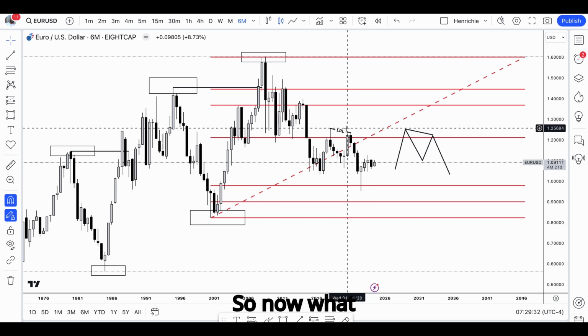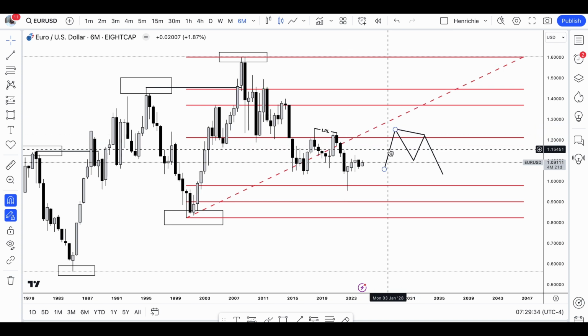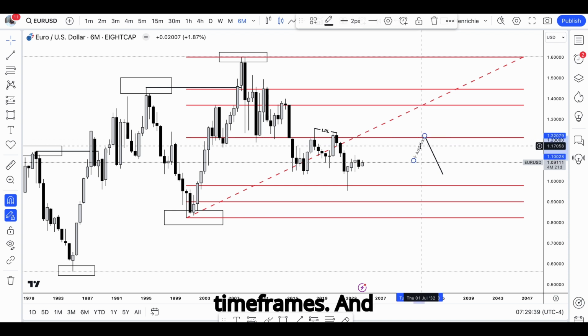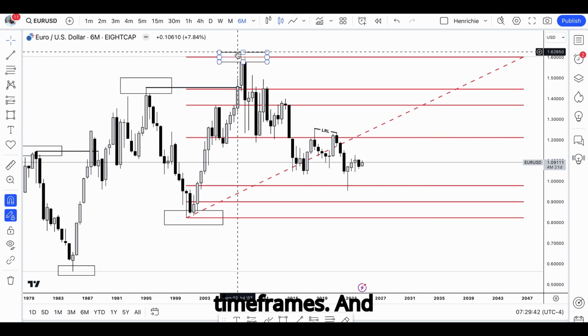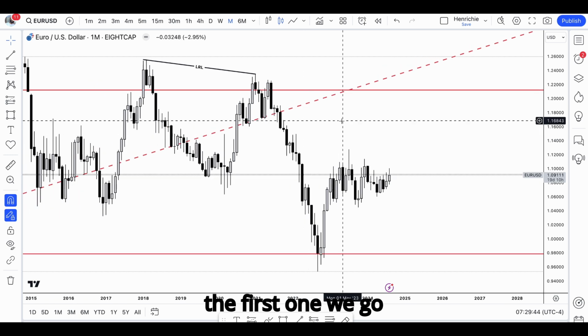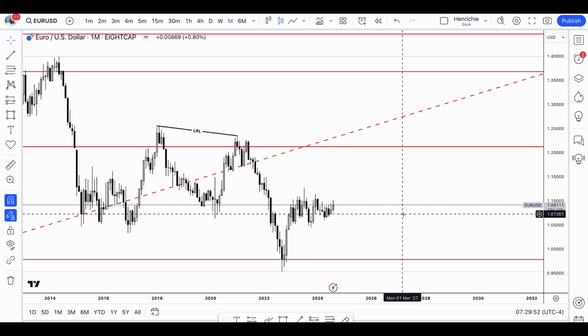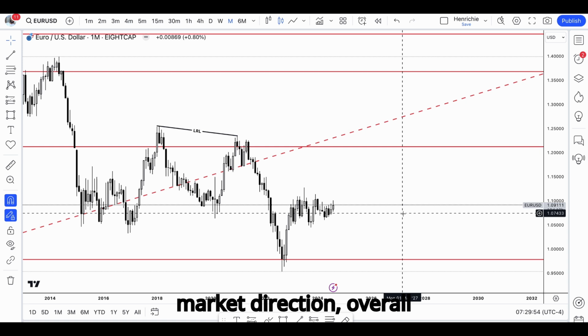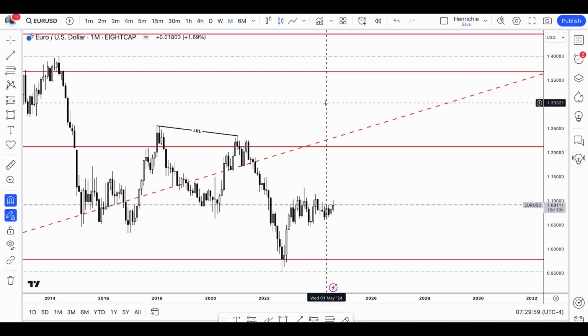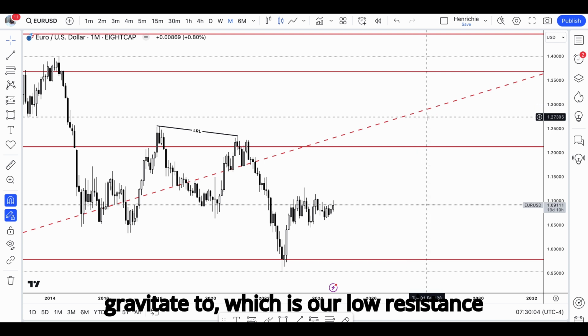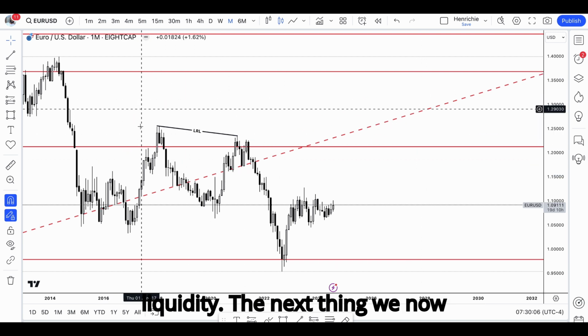So now what we're going to do is start to scale down time frames. The first one we go to is the monthly time frame. Now we've derived our overall market direction and overall key levels to anticipate for the market to gravitate to, which is our low resistance liquidity.